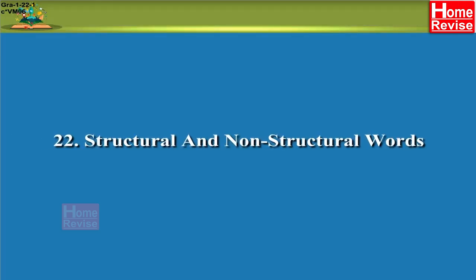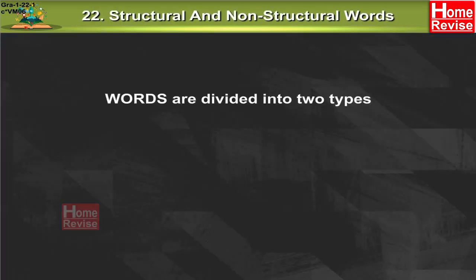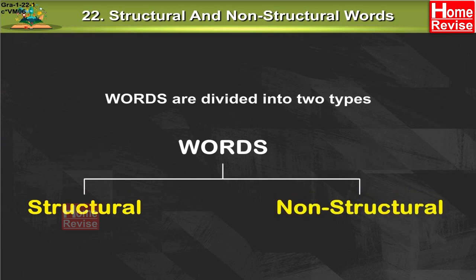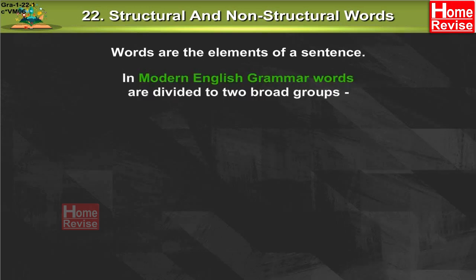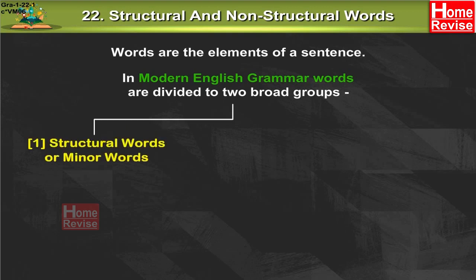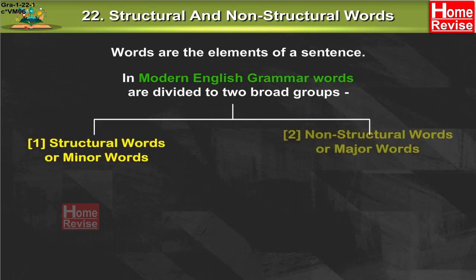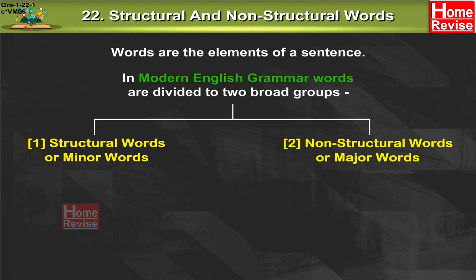Chapter 22. Structural and non-structural words. Words are divided into two types, structural and non-structural. Words are the elements of a sentence. In modern English grammar, words are divided into two broad groups. 1. Structural words or minor words, and 2. Non-structural words or major words.